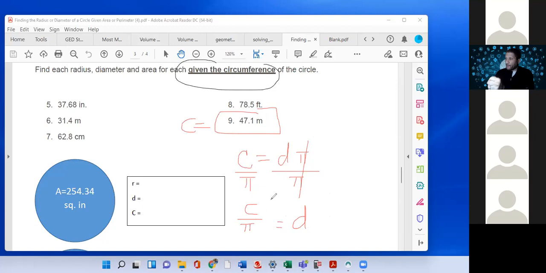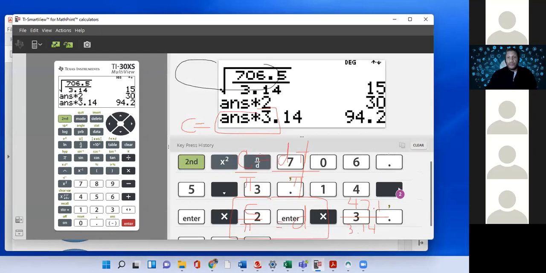divided by pi. Do we know what C is? 47.1. Do we know what pi is? 3.14. Put that in your calculator. 47.1 divided by 3.14. Tell me what you get.